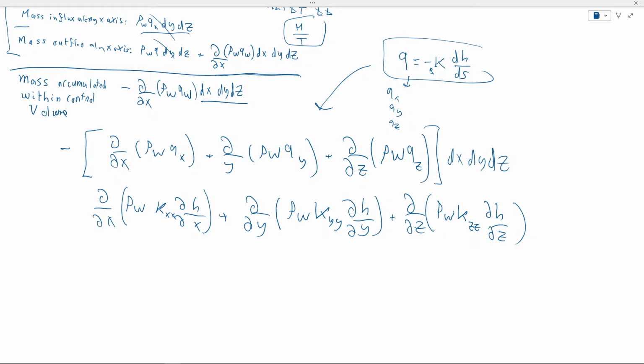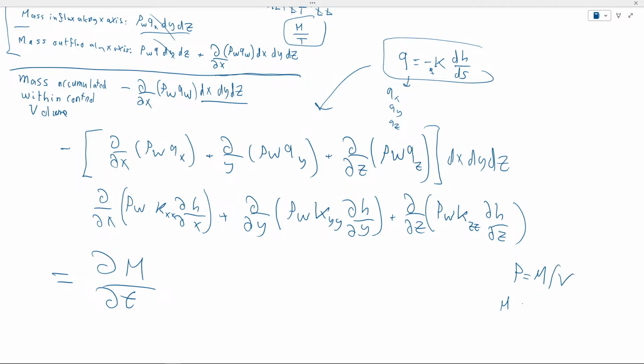So I got an equation that looks something like this, and this is equal to what? This is equal to the change of mass within the control volume with respect to time. So basically, this is equal to the change of mass with respect to time. Remember, I can represent rho as mass divided by volume.